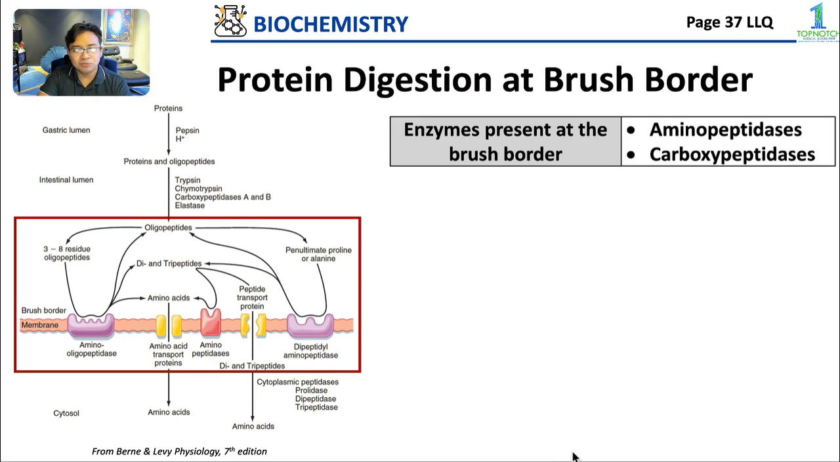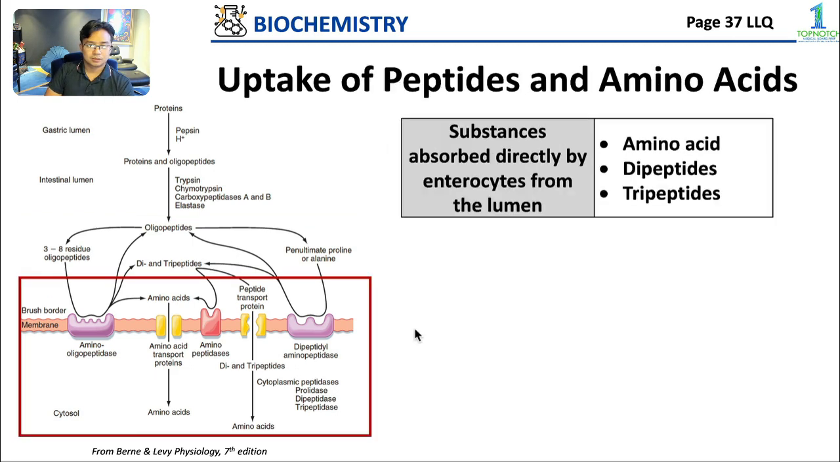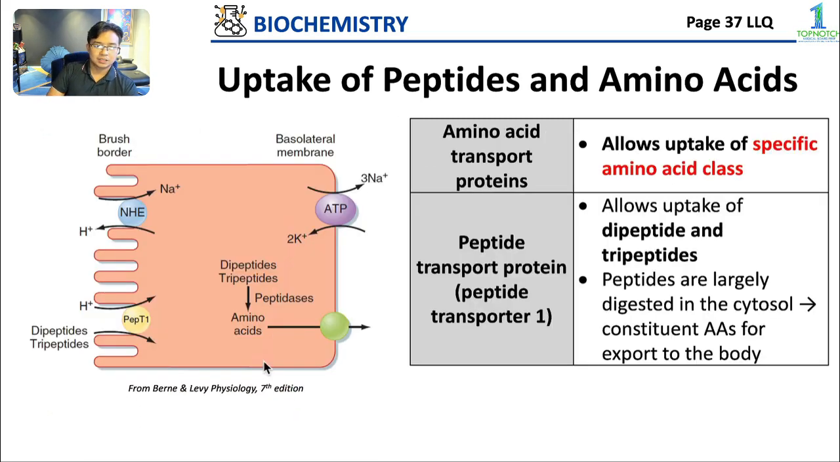Now, digestion of protein does not stop at the lumen. Okay? Embedded at the brush borders are your aminopeptidases and other carboxypeptidases that further degrade your oligopeptides into amino acids, dipeptides, and tripeptides. The substances that can be directly absorbed by the enterocytes from the lumen are the amino acids, dipeptides, and tripeptides.